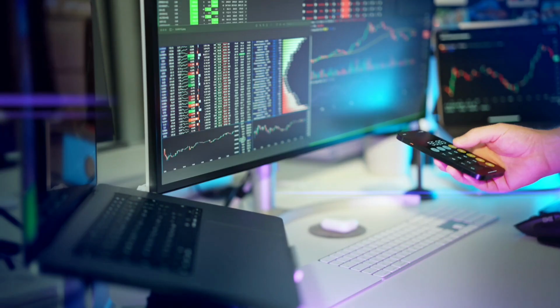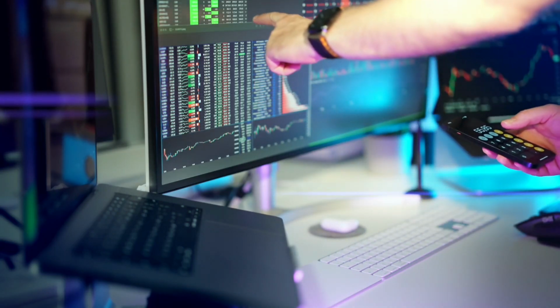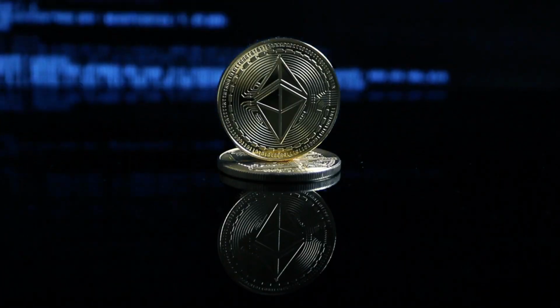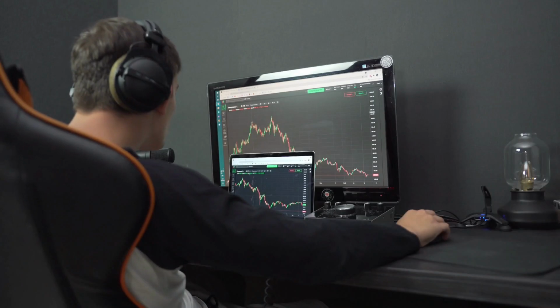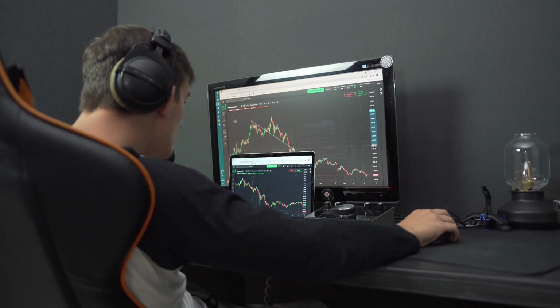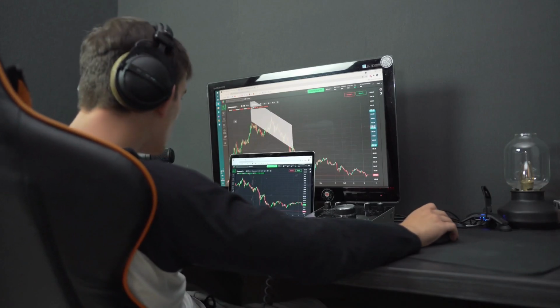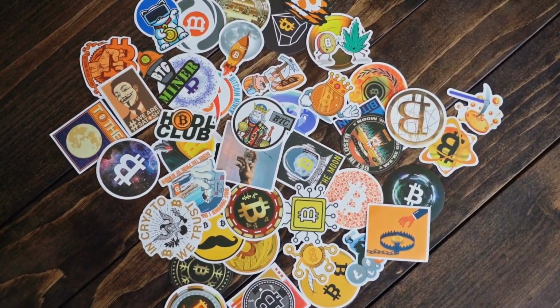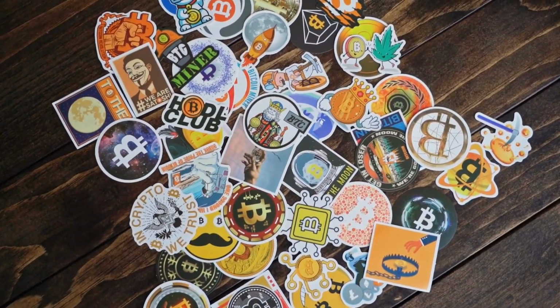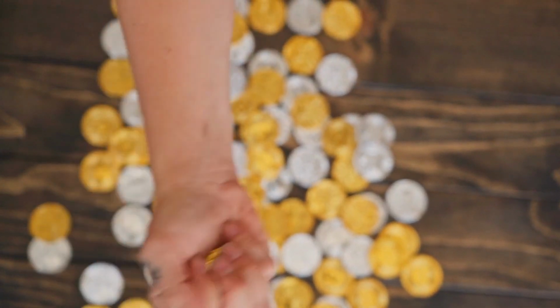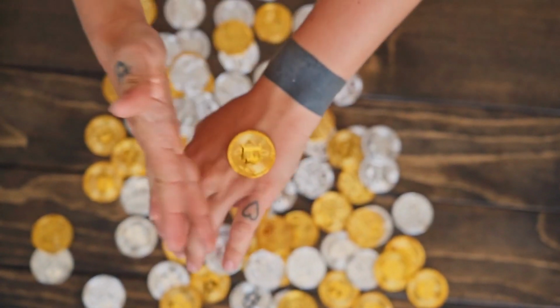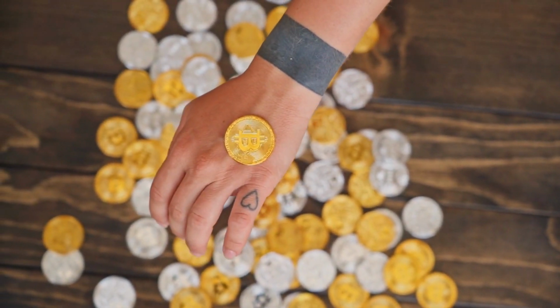Why is BTC.D important? So why does BTC.D matter? Well, it can be a useful indicator of market sentiment and trends. When BTC.D is high, it might suggest that investors are more confident in Bitcoin and less interested in altcoins. On the other hand, a low BTC.D could indicate that investors are diversifying into other cryptocurrencies.